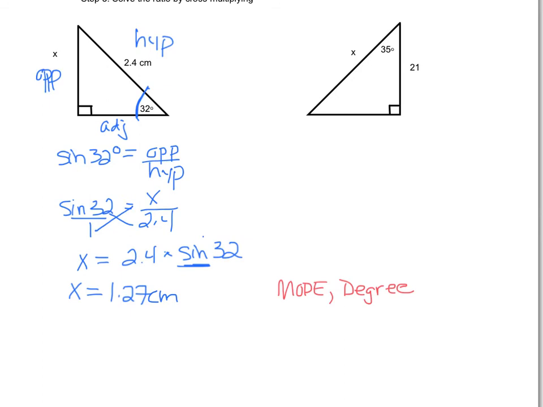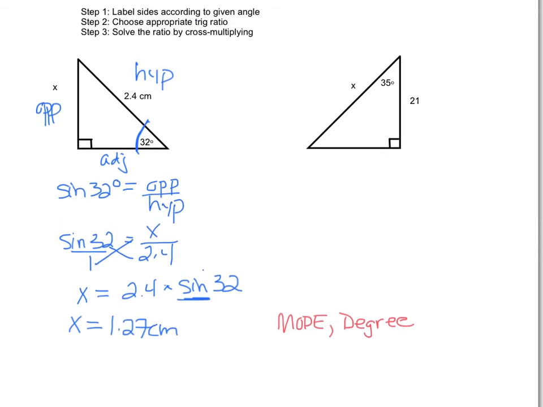We'll do one more example. Now take a look at this example here. My reference angle is this angle that's given here, 35 degrees. Now I label the sides accordingly. My longest side is the x side, so this is the hypotenuse. This one's the opposite, it's across from the angle, and this one is the adjacent.